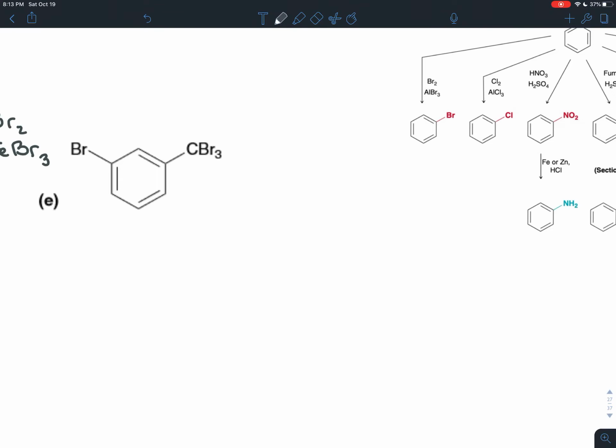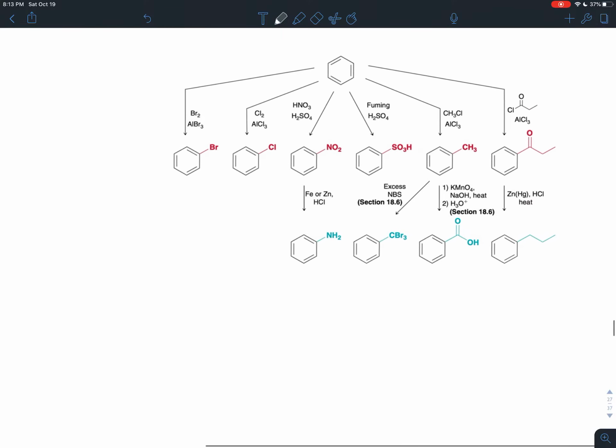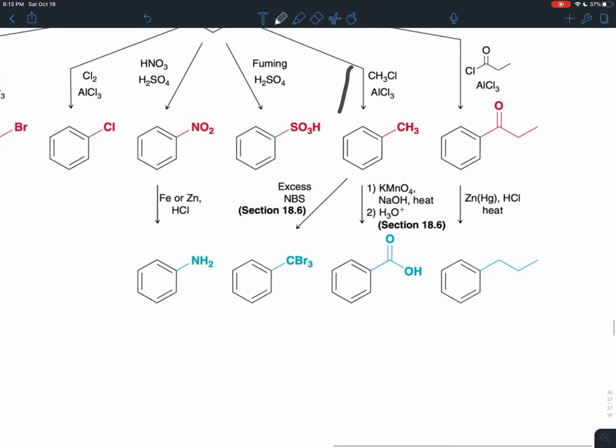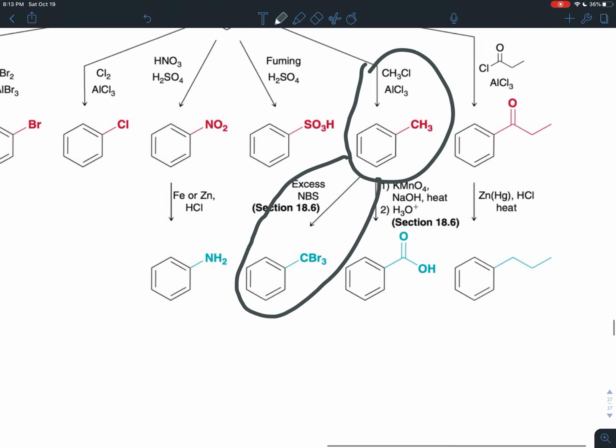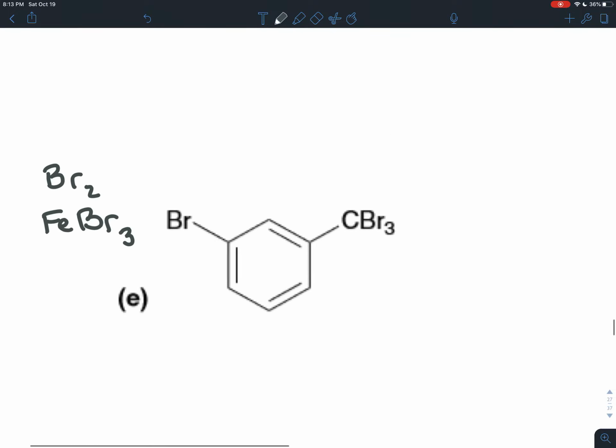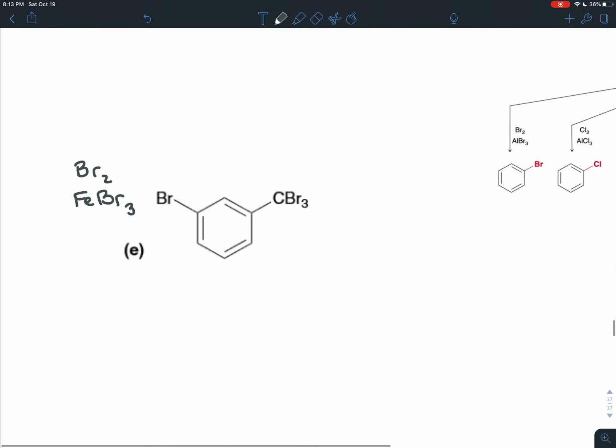To put this other group on here, it's a little tricky. We know we're making a new carbon-to-carbon bond, but this has those 3 bromines. That actually has to be done in 2 steps. In the first step, you can use the Friedel-Crafts alkylation to put the carbon on. In the second step, you now have a benzylic position, and you can use excess N-bromosuccinimide with heat, NBS with heat, to add bromines to replace those hydrogens there. So it's sort of a 2-step process.